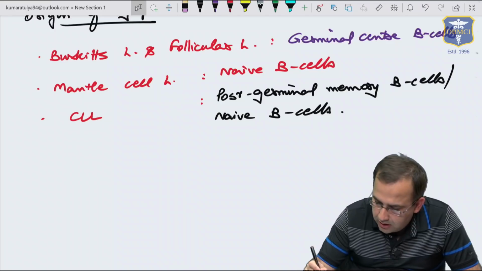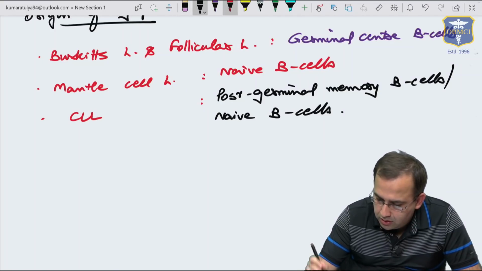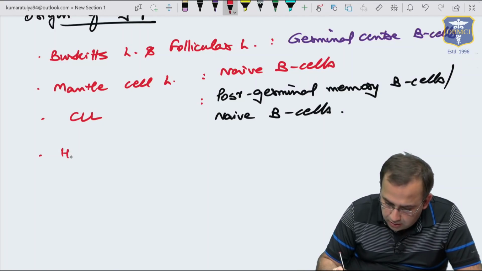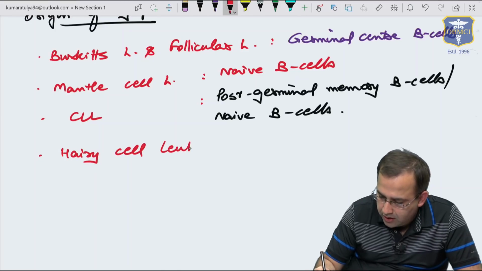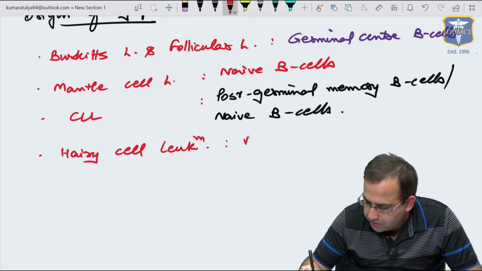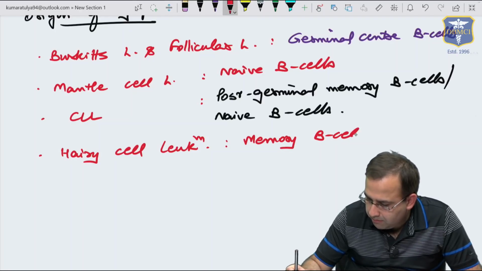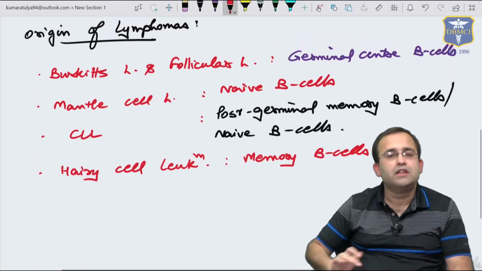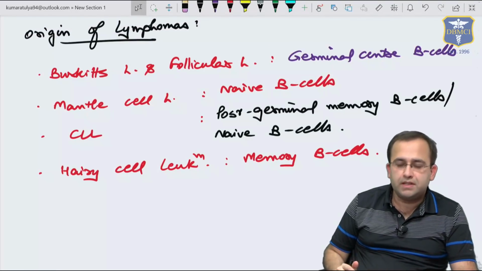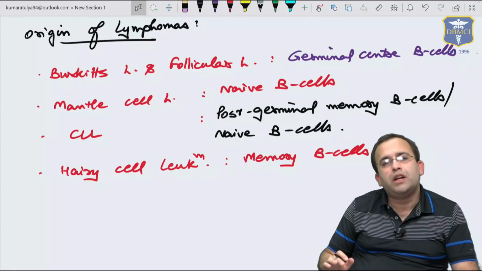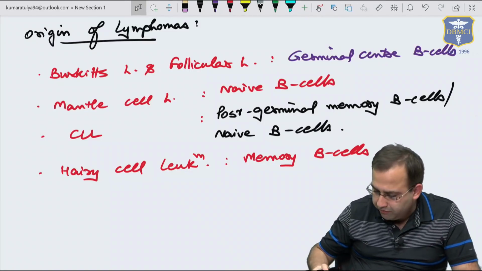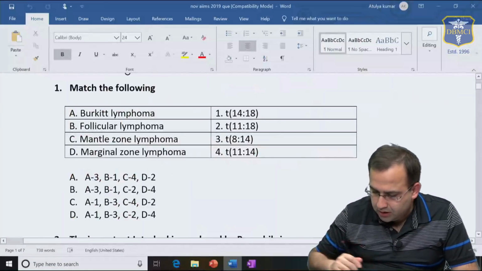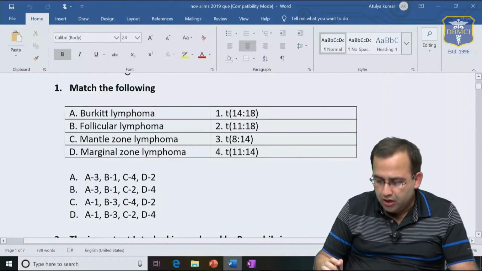And lastly, the origin of hairy cell leukemia is from memory B cells. This is the origin of lymphomas. Next point, I'm not getting into the markers, CD markers and stuff at this point. We have discussed them enough. Just a quick recap which I'll just speak out.